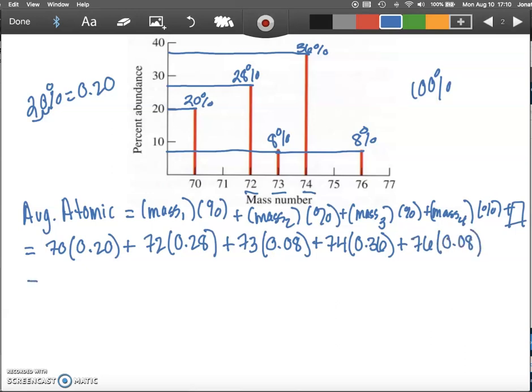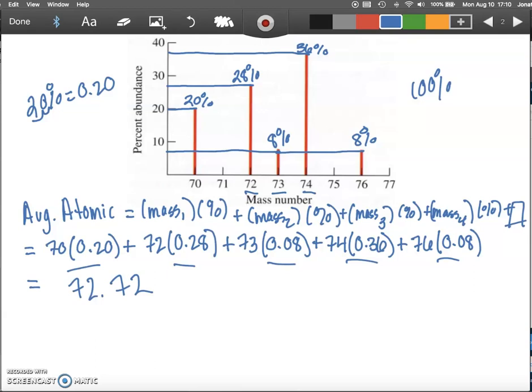Okay? Now it's just a matter of plugging it into the calculator. What I would do first is multiply each one of these things together, the mass times its percent abundance, and then I would add everything together at the end. Now, for the sake of time, when I do this, I come up with 72.2 as my average atomic mass. So what do I do now? How do I identify this mystery element?